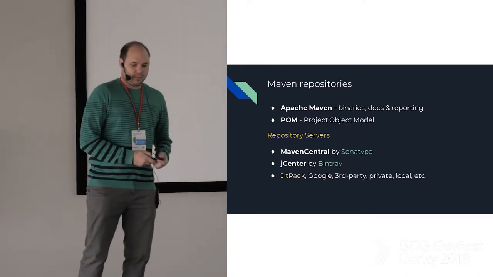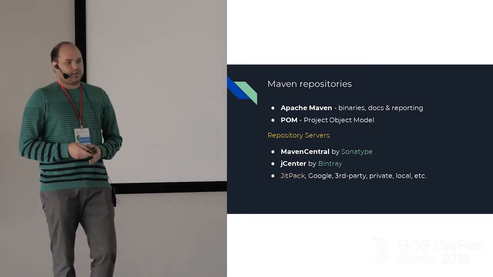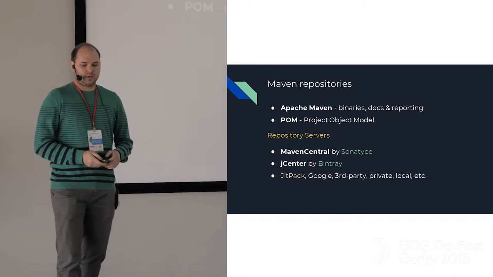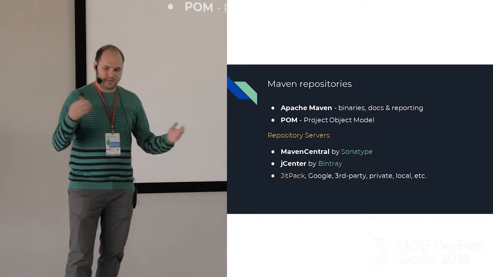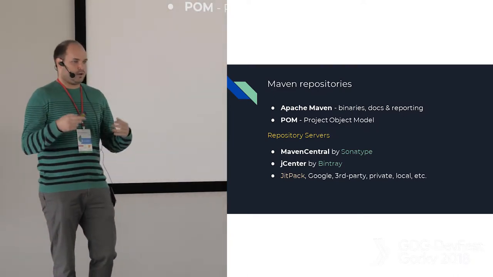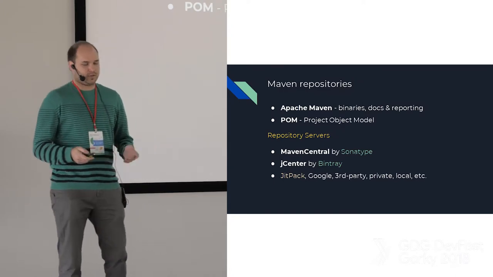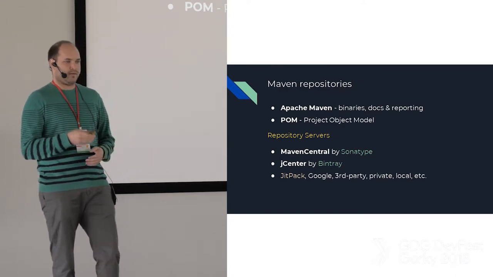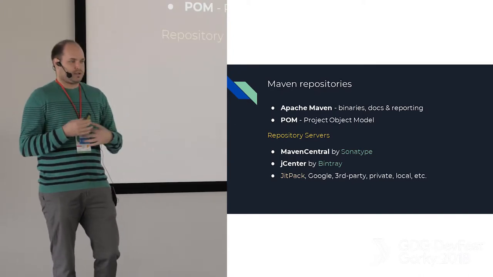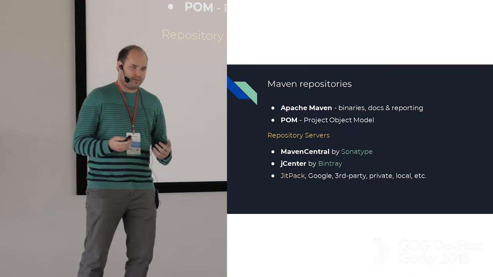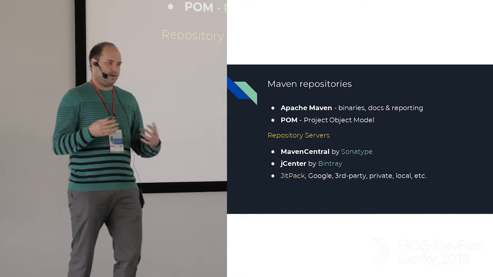Okay, so let's go into Maven repository. Basically, Android libraries are published to Maven repositories. They host your binaries, documentation, reporting, sources, whatever you want to deliver to your potential users. It's based on the POM, which is a project object model. It's very popular in the Java enterprise world. Basically, it's all of the project's information in one place, and it's very useful for categorizing a project inside of a Maven repository.